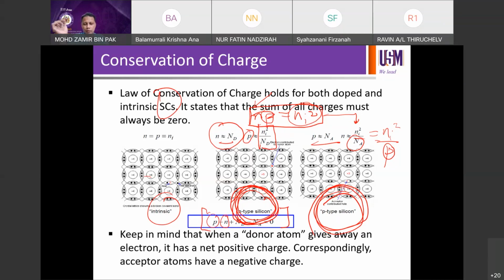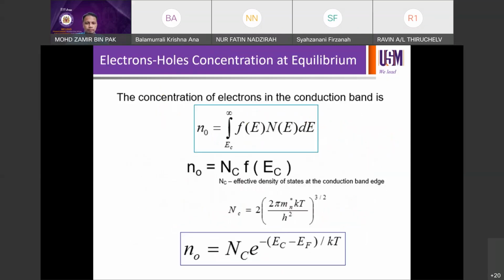So keep in mind that when a donor atom gives away an electron, it has a net positive charge. Okay, so the donor atom phosphorus, for example, gives away an electron, it's going to be a positive charge phosphorus. Okay, correspondingly, an acceptor atom is going to have a negative charge because it accepts electrons. So for example, boron is going to be negative charge once it accepts electrons. Right, so let's just recap the equation. That's your free electrons and free holes.